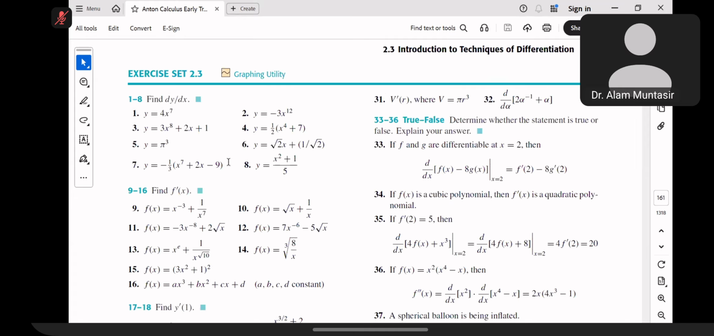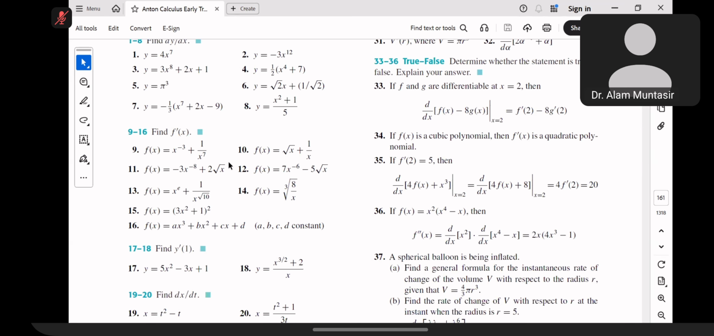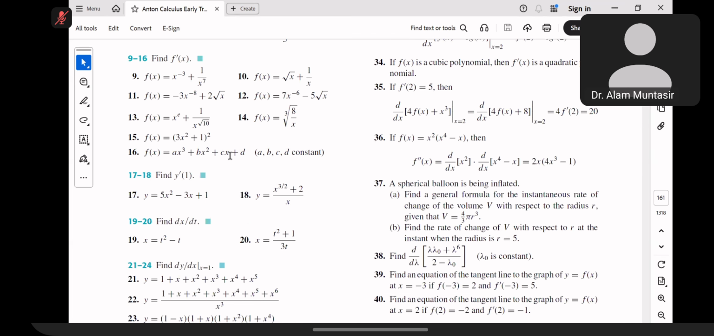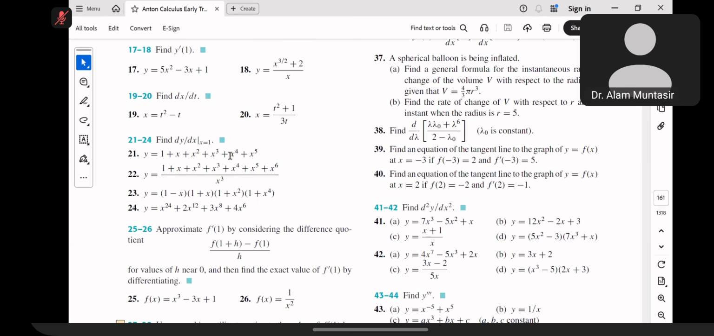From the exercise set, you can solve a few problems from 1 to 8. Just take one problem from this segment. From 9 to 16, very simple. You can solve any problem from 9 to 16. From 17 to 18, 19 to 20. So up to 24, try to solve a few problems. I hope you can solve any problem from this chapter. It's not difficult at all for all of you.